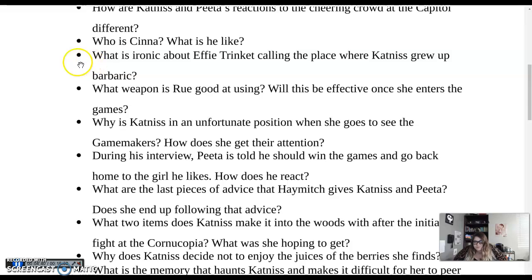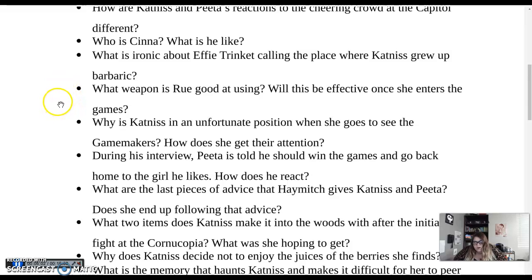Okay, this question is another one that might be a little hard to remember, but what is ironic about Effie Trinket calling the place where Katniss grew up barbaric? So what's ironic about it, because again, barbaric means to be cruel or horrible. Effie thinks that the place Katniss grew up, which is District 12, is barbaric, that it's cruel, that they're all dirty and gross and things like that.